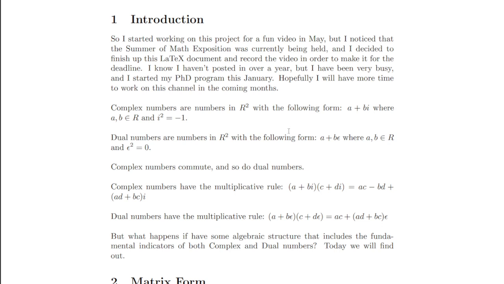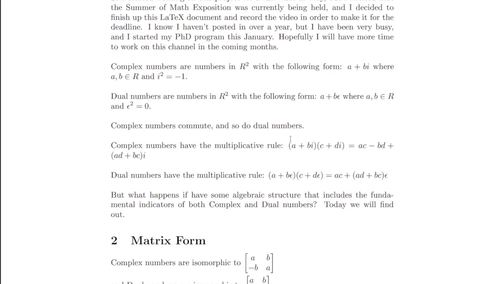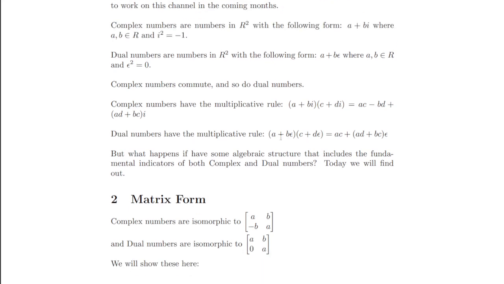So complex numbers are numbers in R2 with the following form a plus bi, where a and b are real numbers and i squared equals -1. Dual numbers are very similar. They're in R2 with the following form a plus b epsilon, where a and b are real numbers and epsilon squared is 0, not -1. Complex numbers commute, and so do dual numbers.